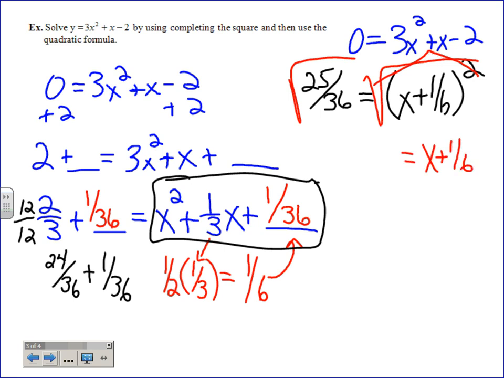Now, hopefully you're not going to that calculator to find out the square root of 25 over 36. Square root of top is 5. Square root of the bottom is 6. But what is wrong with what I have written? Plus or minus. Which one? 5/6. Yep. We're almost there.